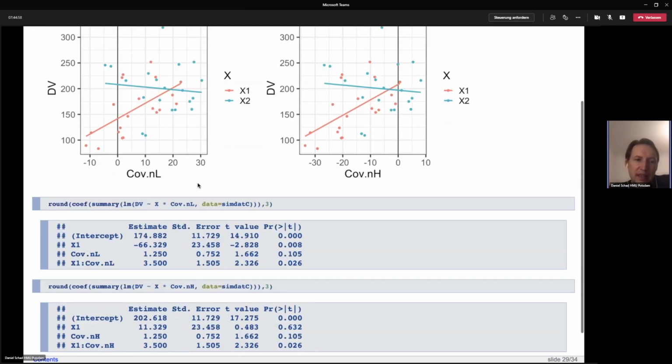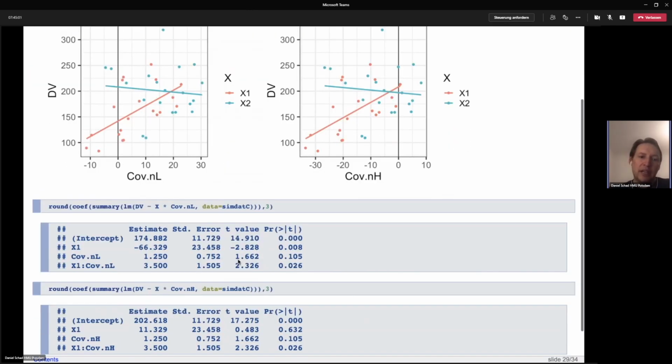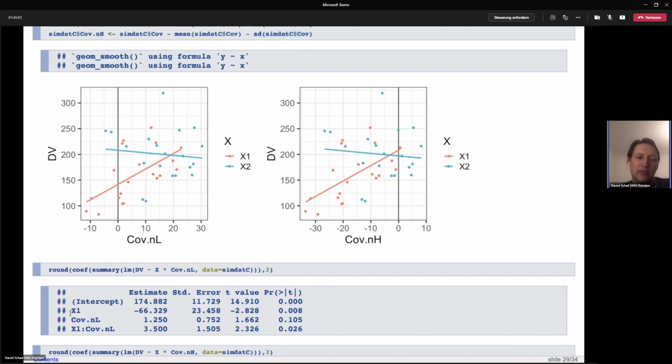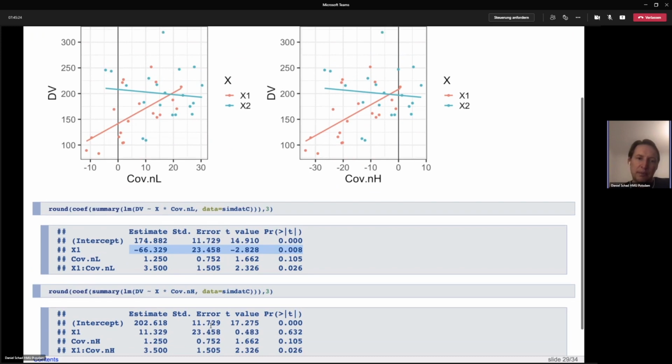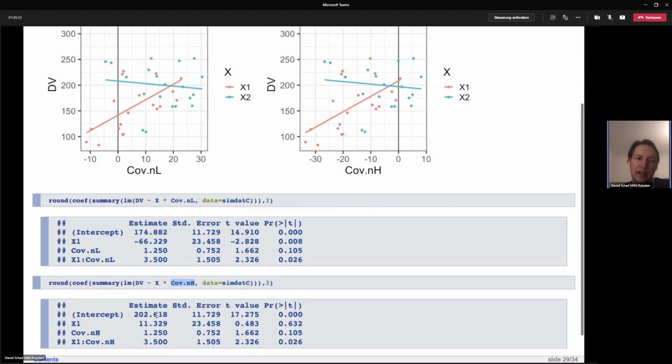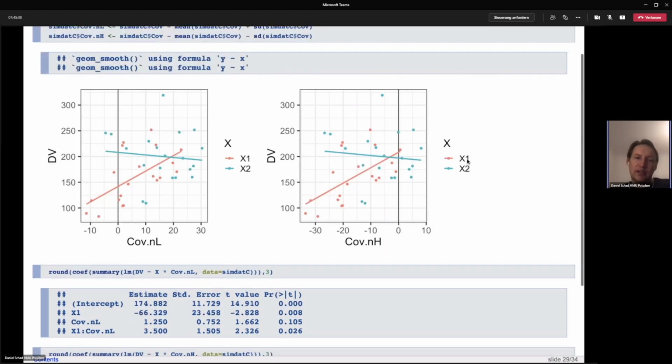And now we can use these covariates in our linear models, and we can look at the effect of X. In this case, where we have said this is a low IQ condition, we can see that for people with an IQ 1 standard deviation below the mean, we have a difference of minus 66 points on the dependent variable, which is highly significant. But if we use this other covariate, where the 0 location is under high IQ people, we can see that under this condition, there is no group difference. It's just a difference of 11 points, and it's not significant.